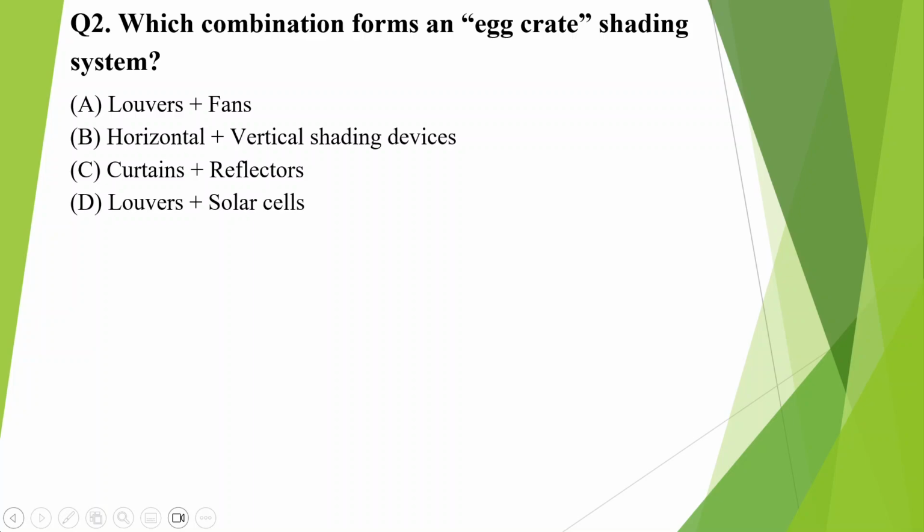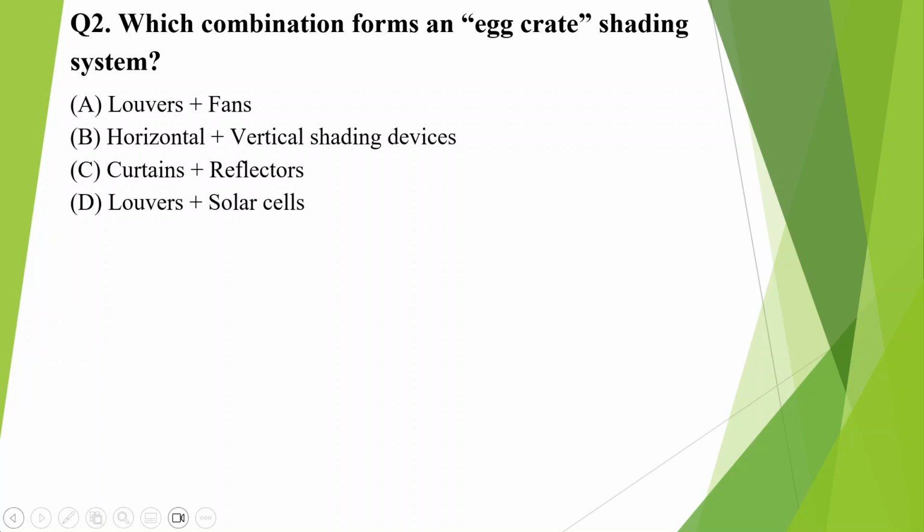The correct answer is 1B only. It's good to see that all of you have marked it absolutely correct. The egg carrot system combined horizontal and vertical elements. Why? In order to optimize the light penetration and minimize the glare. That was told to you, and that's why option B, horizontal and vertical shading devices, is the correct answer, and all of you have marked it absolutely correctly.